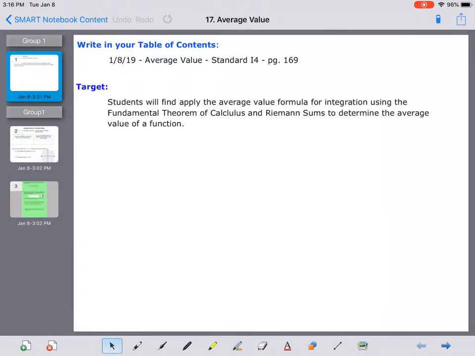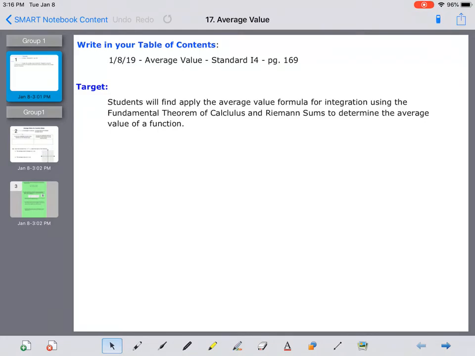Okay, so this video is going to cover average value of a function and how we use the integral process to find the average y value. So in your table of contents, go ahead and put that in your table of contents. Standard is I4 because we're really just using the fundamental theorem of calculus.